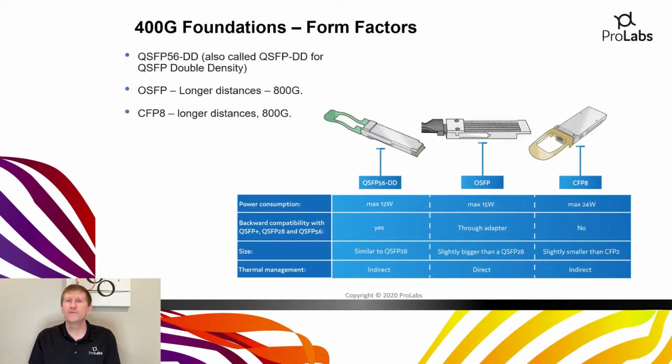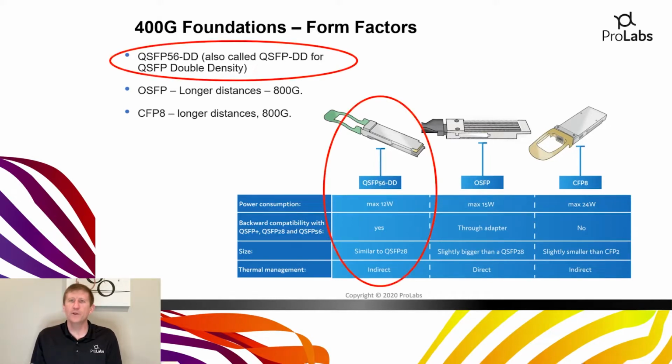So if we look at our 400 gig foundations and form factors, there were really three form factors that bubbled to the top that switches were developed around: CFP8, the OSFP, and the QSFP56DD. The real differences here are in the power and the heat and thermal management, if you will. QSFP56DD uses a little less power and has an indirect thermal management, meaning that it's a little more advantageous for the switch providers, when they're developing switches and routers around these transceivers, to be able to utilize the same thermal management components they use for the QSFP28 100 gig technology.